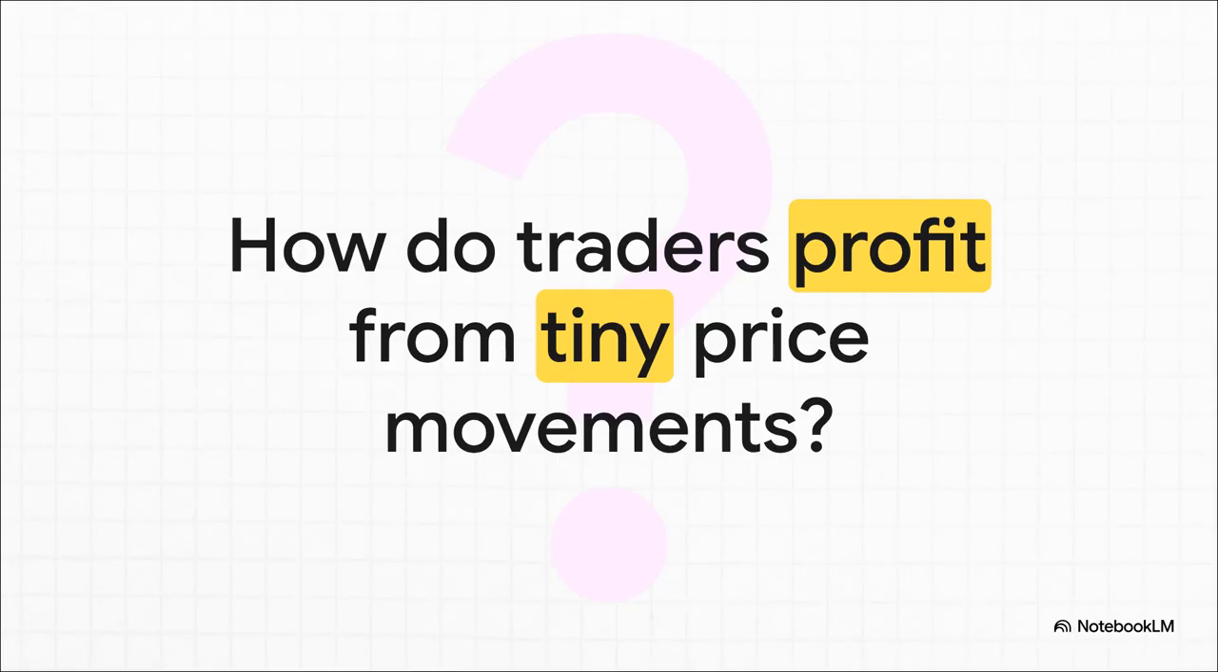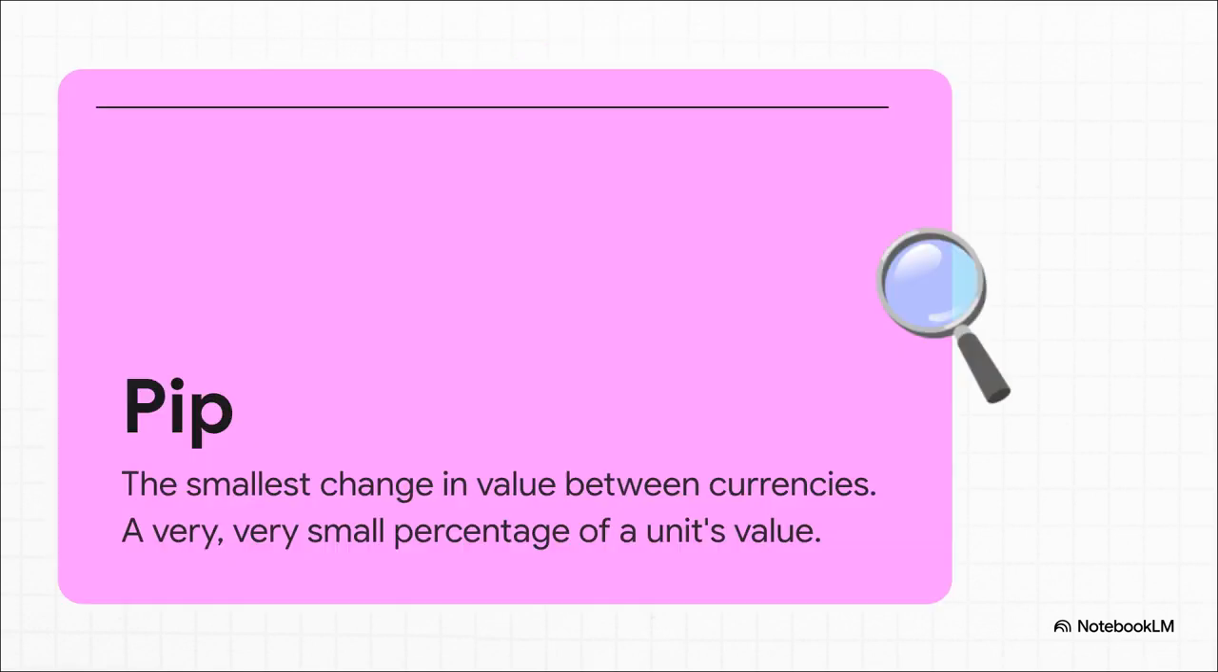So, yeah, this is the big question, right? If a currency pair moves by some microscopic amount, how does that ever turn into money you can actually spend? On the surface, it just doesn't seem to add up. But the answer is baked right into how the Forex market is structured. And that answer starts right here with the pip.